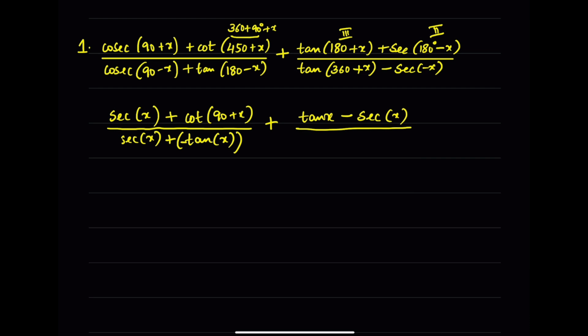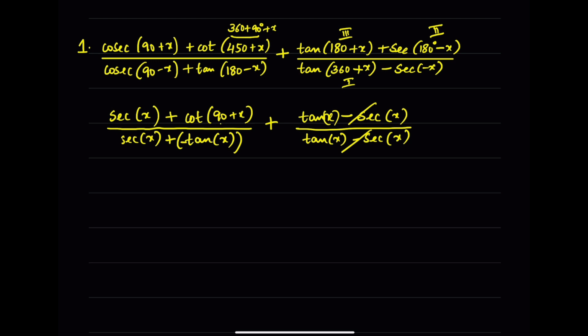Now the denominator here is tan of 360 plus x, so this is the first quadrant. So in first quadrant all the trigonometric functions are positive, so this will be tan of x, and we know that secant of minus x is secant x because cos of minus x is cos x, so this will be secant of x. Now we can cancel this because they are equal.